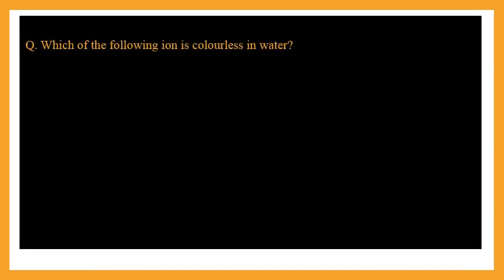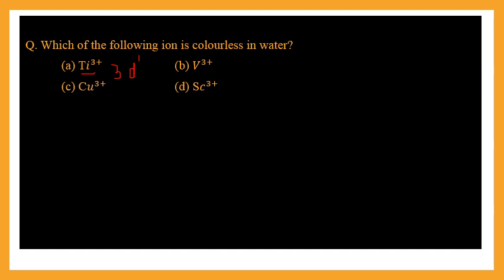Next question, which of the following ions is colorless in water? Colorless ions will be those ions in which either the d orbital is completely filled or half filled, or there is no electron in the d orbital. So let's check. The ions are Ti3+, V3+, Cu3+, and Sc3+. On writing down the outermost electronic configuration for titanium 3+, you will get 3d1. There is one electron present in the outermost d orbital of titanium.